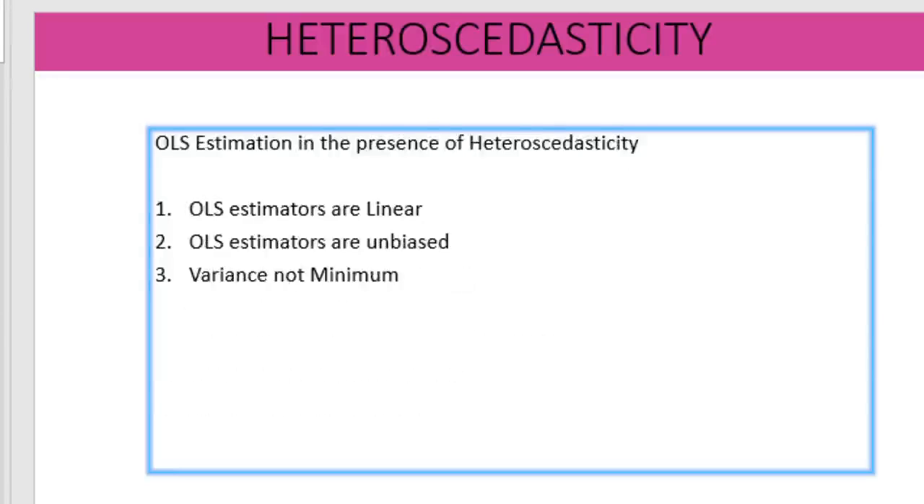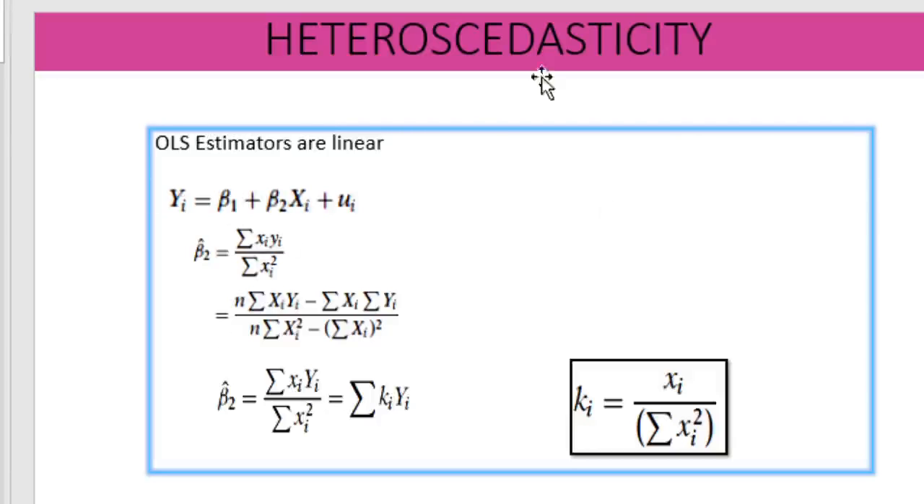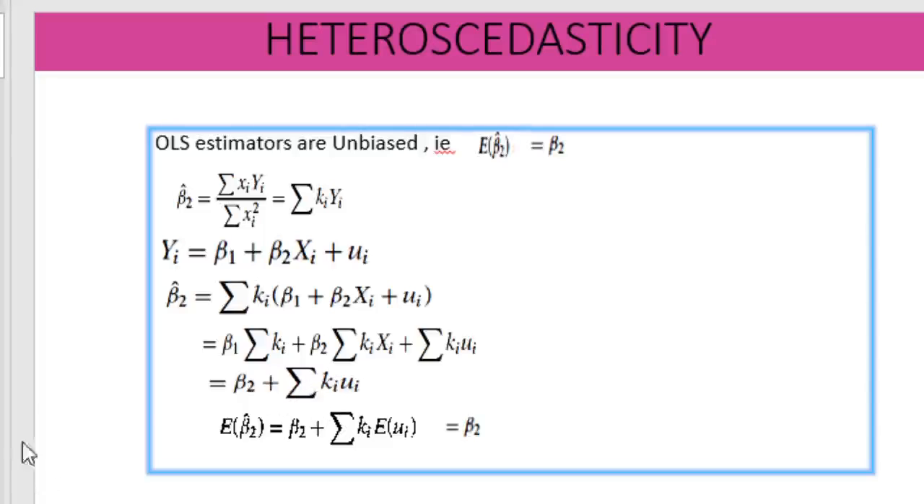Now the OLS estimation in the presence of heteroscedasticity is given here. The problem in the estimation of the model in the presence of heteroscedasticity is that the OLS estimators will be linear and unbiased, but the variance will not be minimum. That is, the BLUE property will not be satisfied if there is heteroscedasticity. The OLS estimators are linear, the proof of which we have already seen, and the unbiasedness property will also be satisfied in the case of heteroscedasticity.